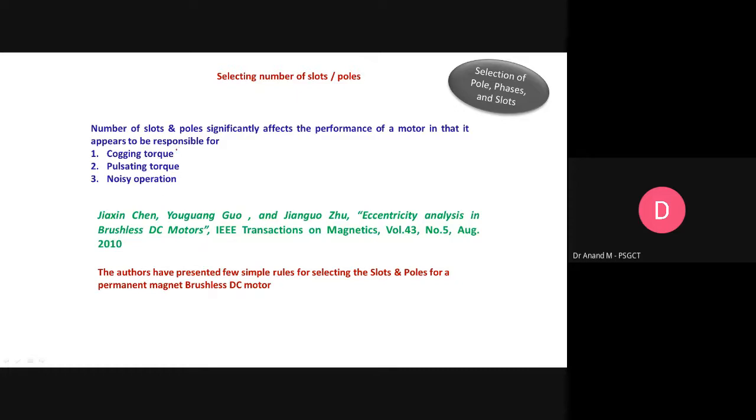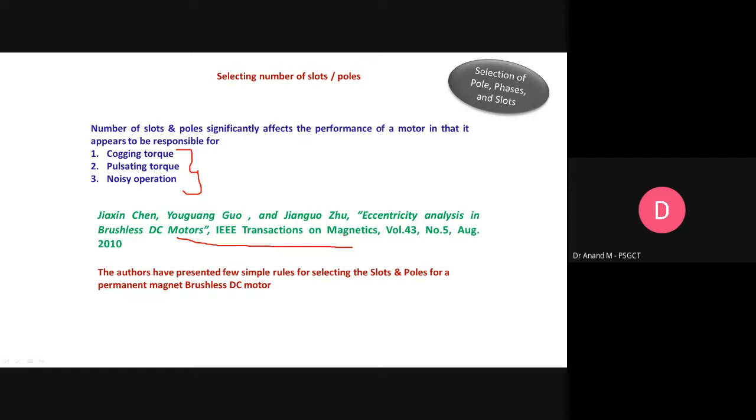The design of stator slots is directly proportional, or it should be a critical designer's choice, when we think about minimizing the cogging torque, minimizing the pulsating torque, and of course, noise-free operation. In fact, as you can see from this slide, several literatures are available for selecting an appropriate stator core for designing a perfect electromagnetic drive for PMSM drive systems.